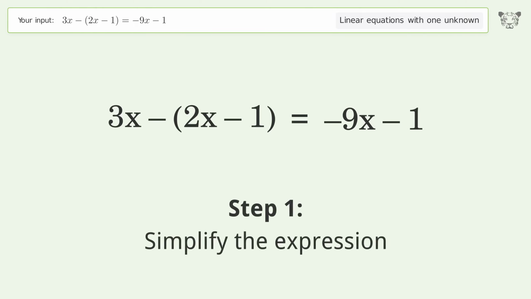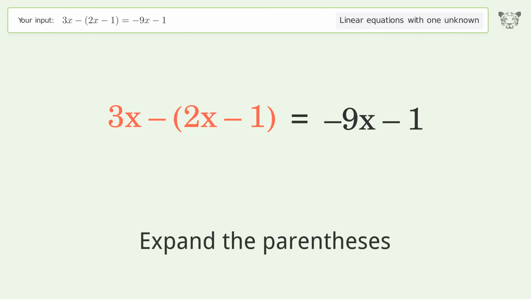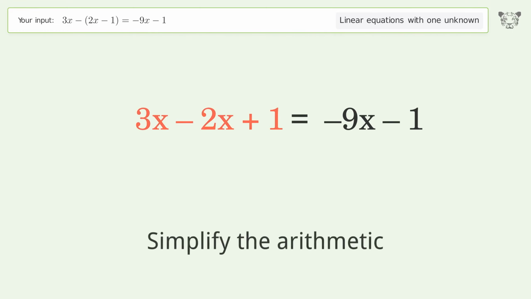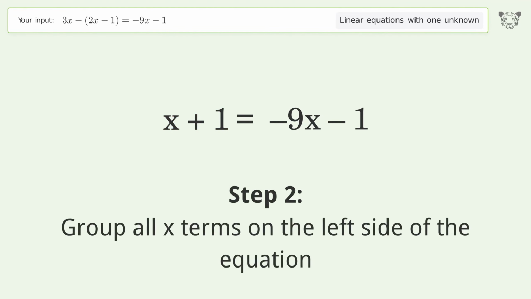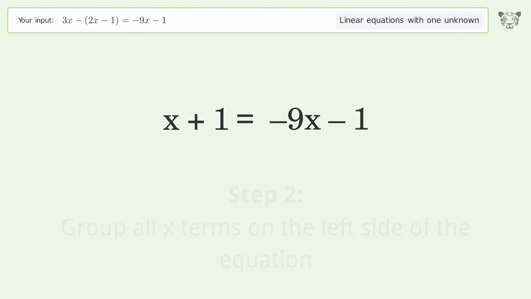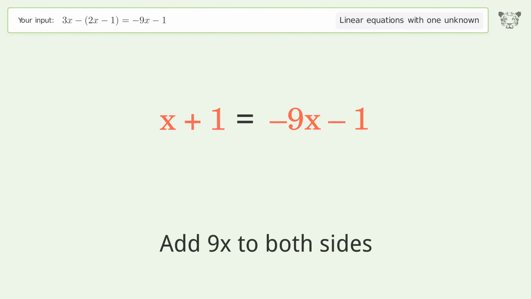Simplify the expression. Expand the parentheses. Simplify the arithmetic. Group all x terms on the left side of the equation. Add 9x to both sides.